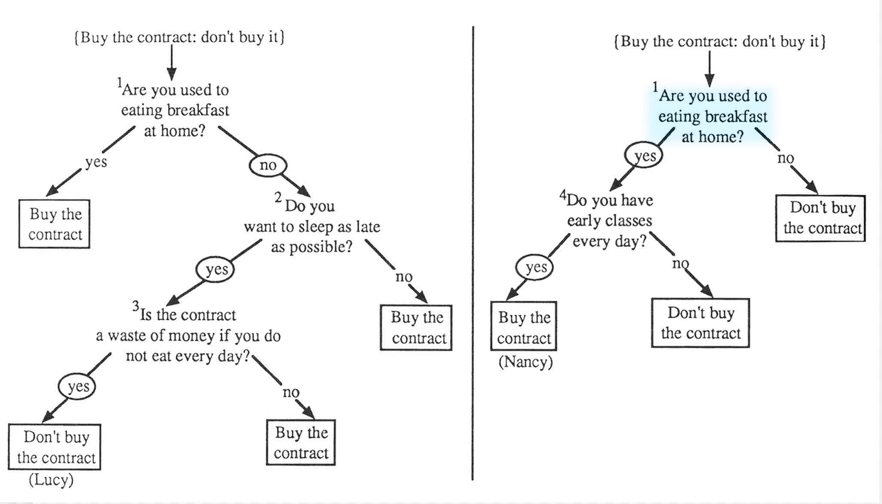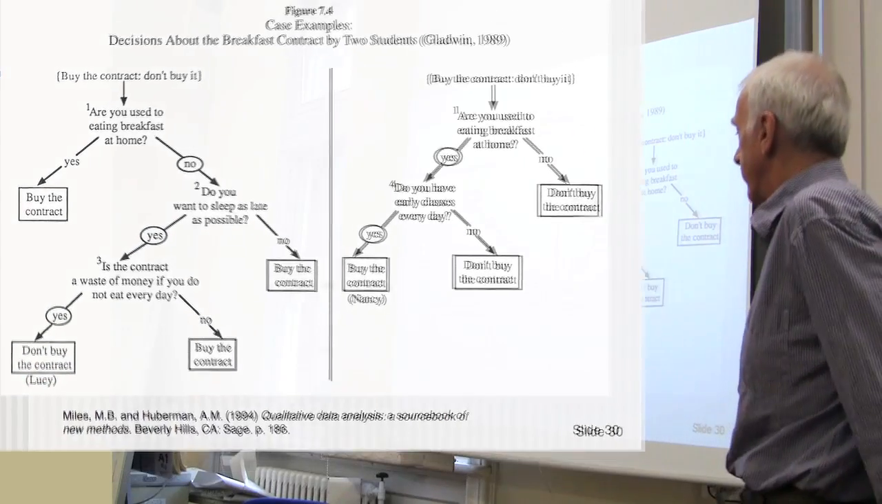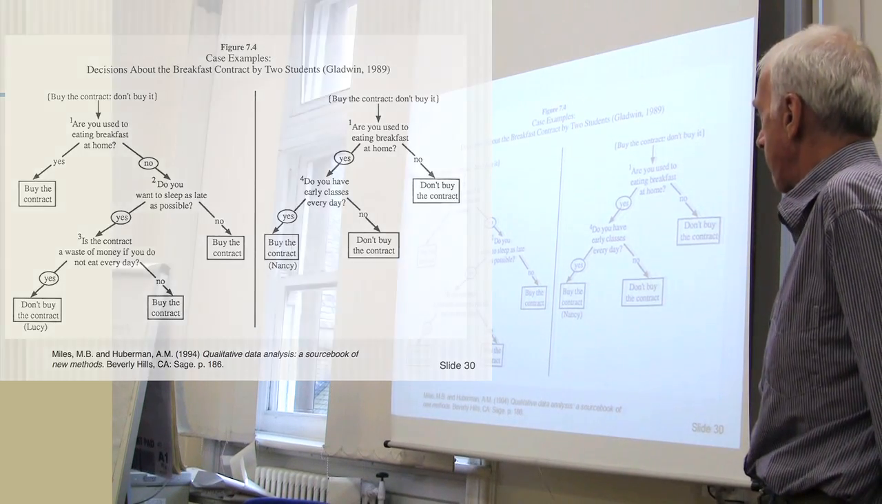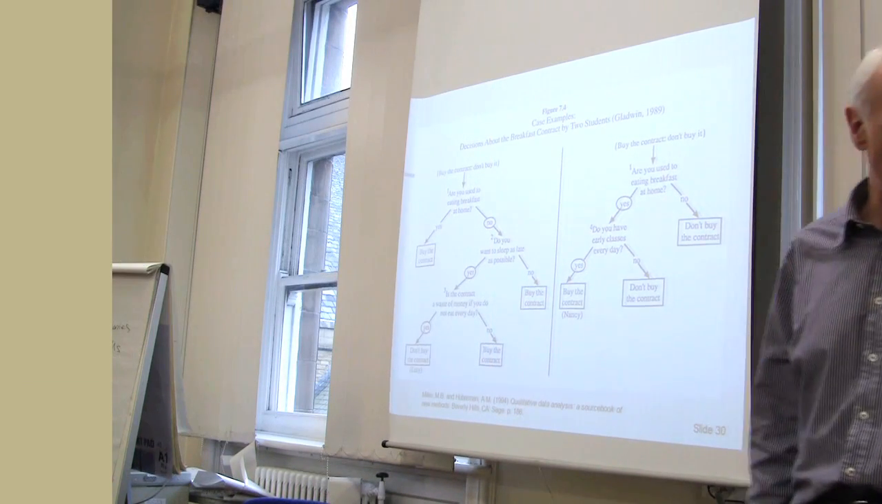So you can see Nancy ended up saying, yes, she's used to eating breakfast. Yes, she has early classes every day, so it's worth going out and getting breakfast. She gets the contract. Whereas Lucy is not used to eating breakfast at home. She wants to sleep late when she can. She thinks the contract is a waste of money, so she won't buy the contract. So the decision process is going on there. Again, a very simple flowchart to illustrate that.